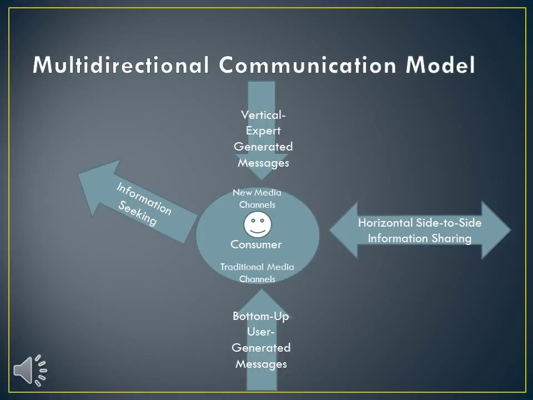Because of new technology, the communication model has become more complex. The sender sends a top-down message to the consumer. The consumer creates a bottom-up message. The consumer also shares the message horizontally, and lastly, the consumer seeks information. The multi-directional communication model displays that the consumer not only receives information, but actively seeks, develops, and shares information. This differs from the old model, where there was only a message sent between the sender and the receiver.